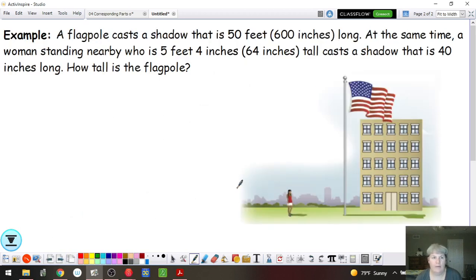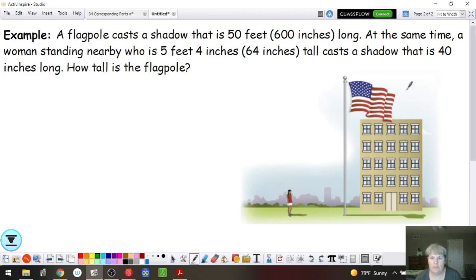Here we have a flagpole that's casting a shadow that is 50 feet or 600 inches long. At the same time, a woman standing nearby who is 5 feet 4 inches or 64 inches tall casts a shadow that is 40 inches long. How tall is the flagpole?